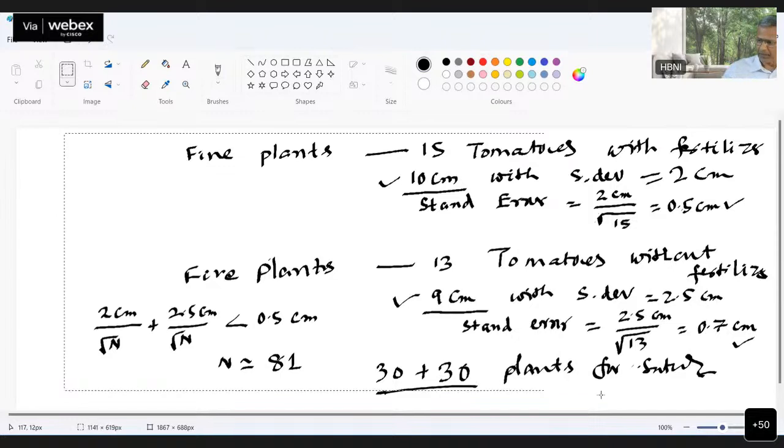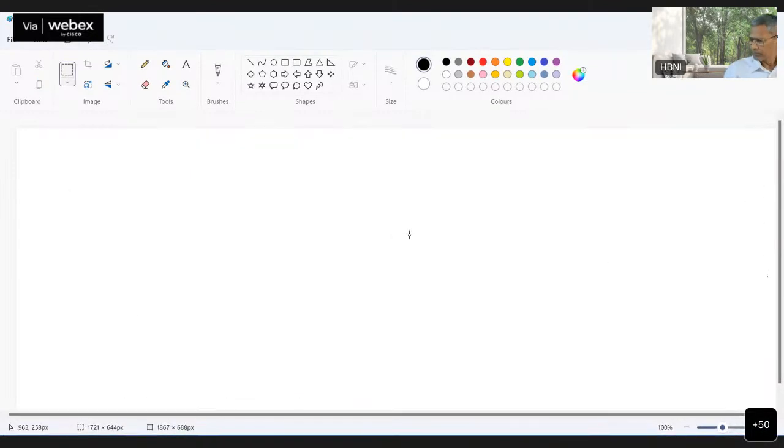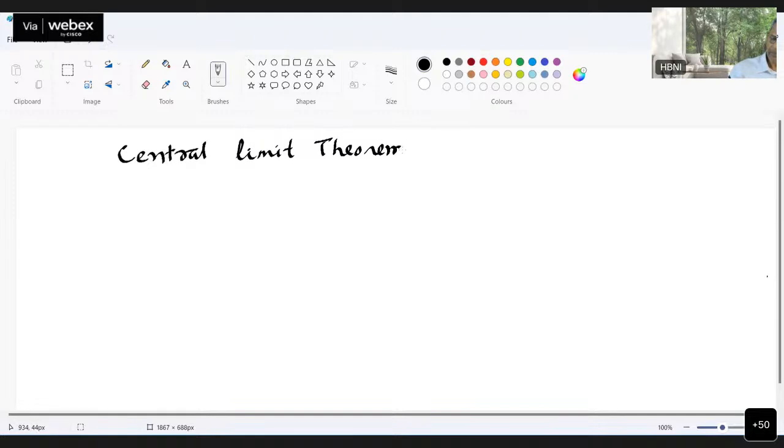Okay, let me define something very interesting now. Something called, a very important concept in statistics. This is called the central limit theorem. Everything in statistics will depend on this.